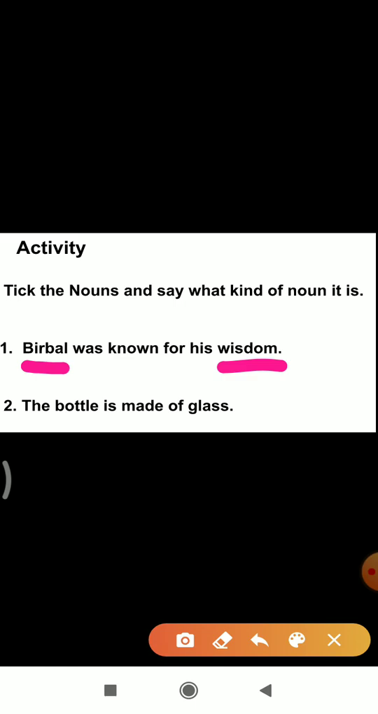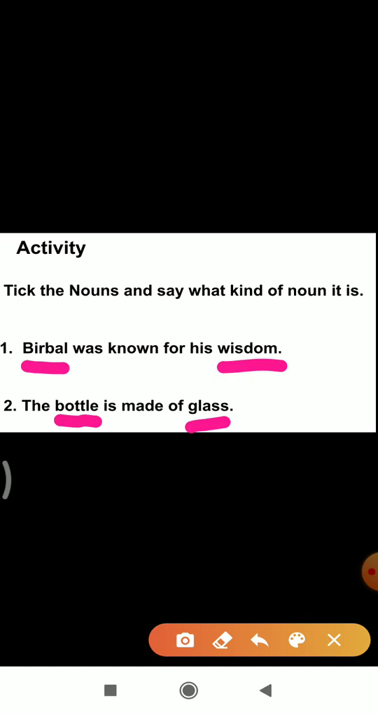The bottle is made of glass. Now, our work: find out the nouns. Can you do it? Okay, so I got it. Shall I? Okay, the first one is bottle and the other one is, yes, glass. Now we got the nouns.